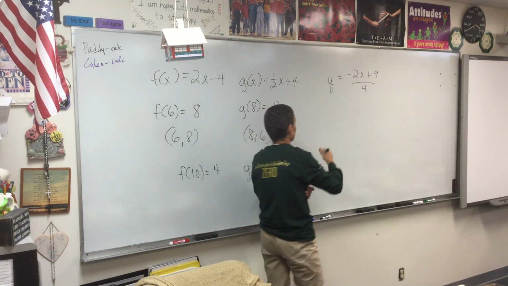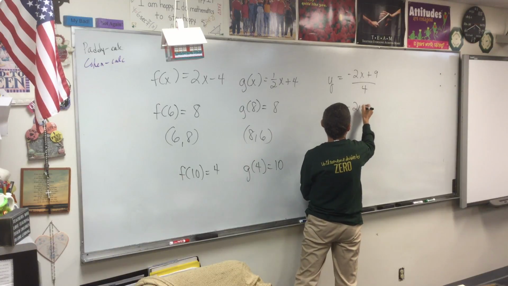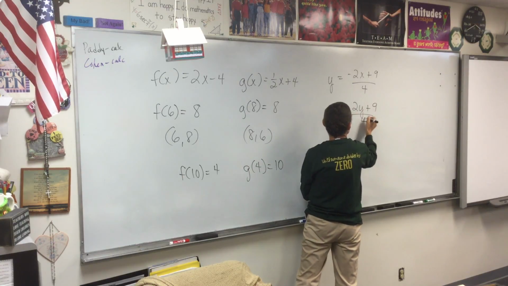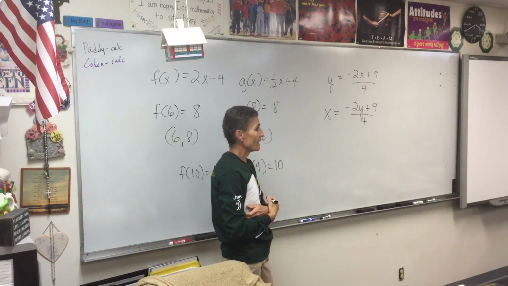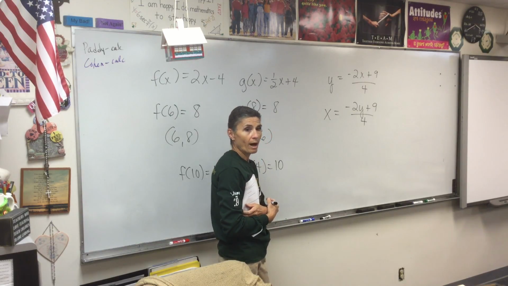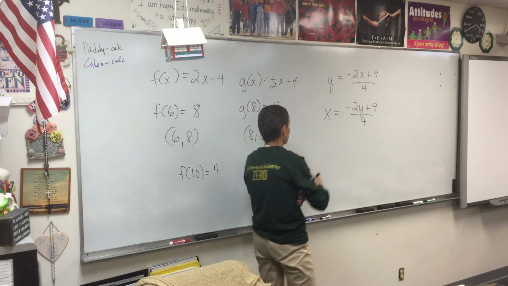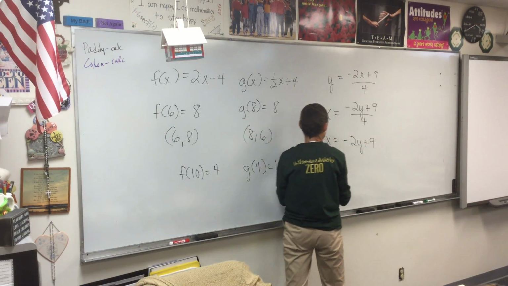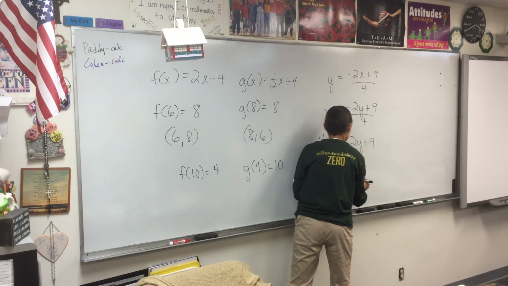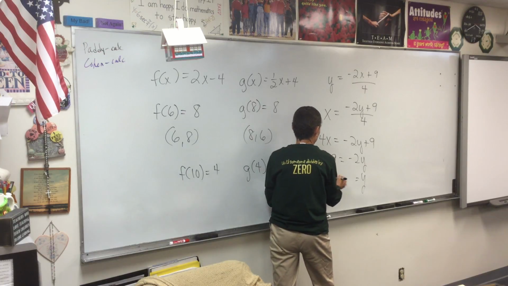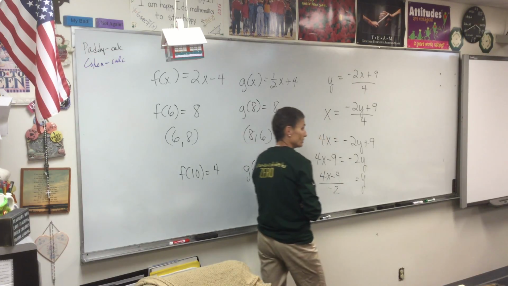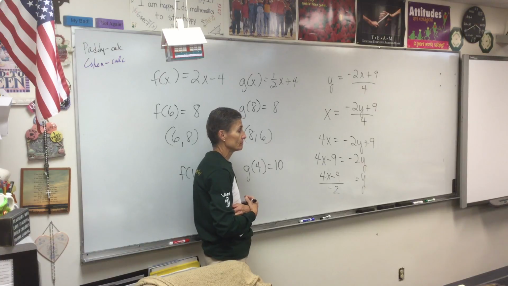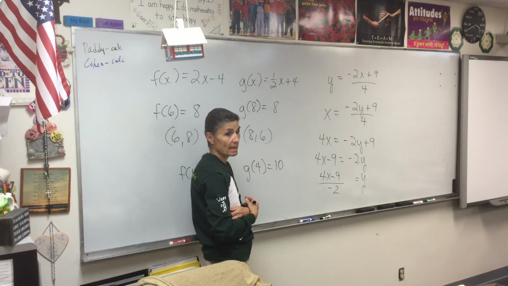We change our variables. And then we get y by itself. So 4x equals negative 2y plus 9. 4x minus 9 equals negative 2y. And y equals 4x minus 9 over negative 2. Now do you remember it? Yeah.